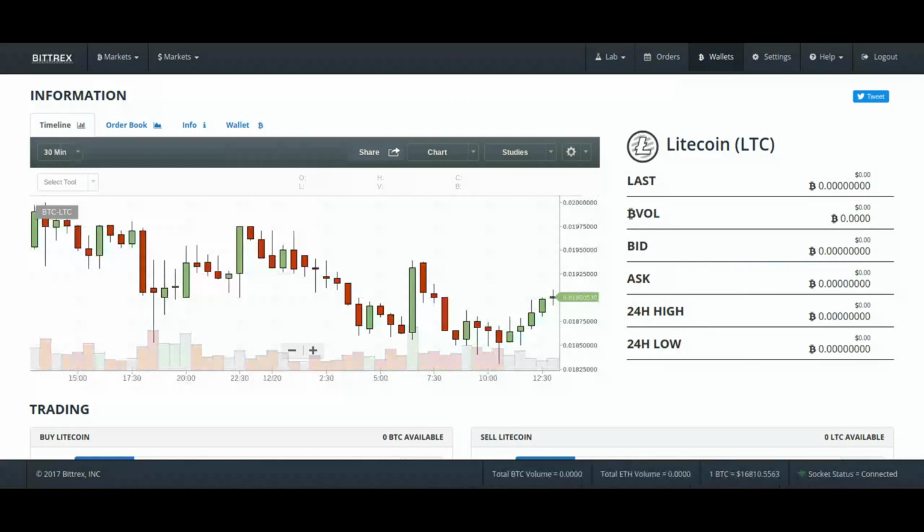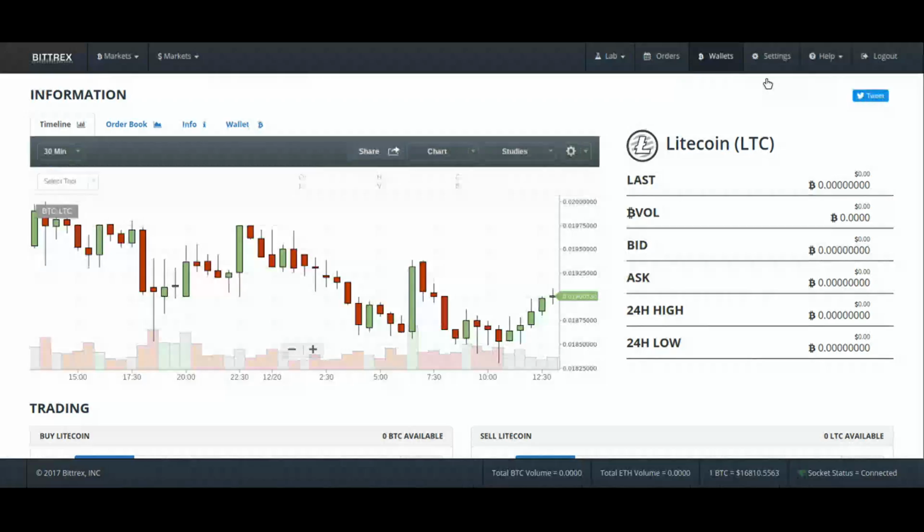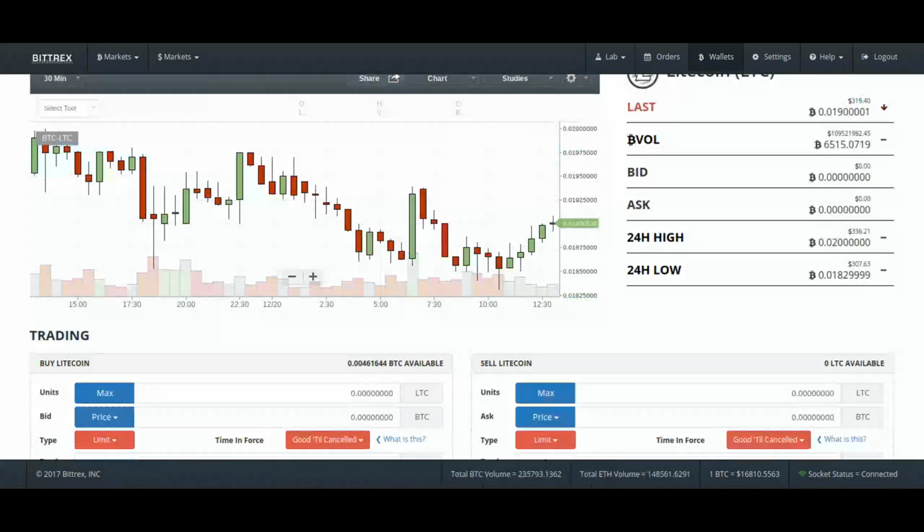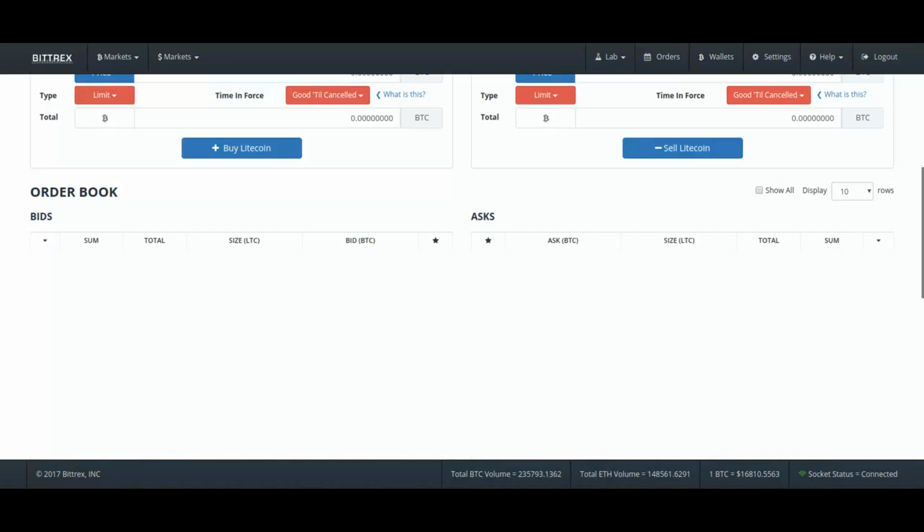So, all right, let's go down here. Let's get us some Litecoin as soon as the computer boots up, because you can see I still got a zero balance. There it goes. So right now, Litecoin is trading at a price of $319. The 24-hour high. In fact, let me go through that real quick.